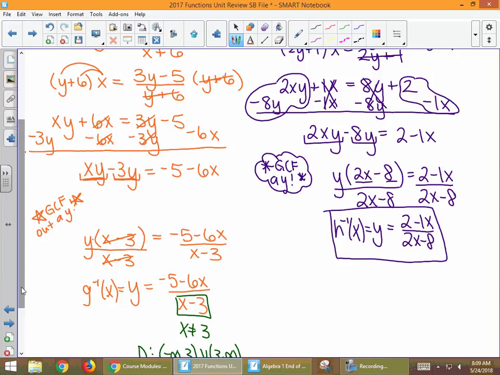And then for our inverse, the domain would be: x cannot equal, 2x minus 8 cannot equal 0. So add my 8, divide by 2, x cannot equal 4. So negative infinity to 4 and 4 to infinity. So that would be the range of our original and the domain of the inverse.